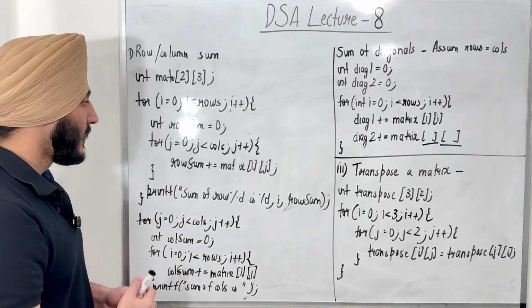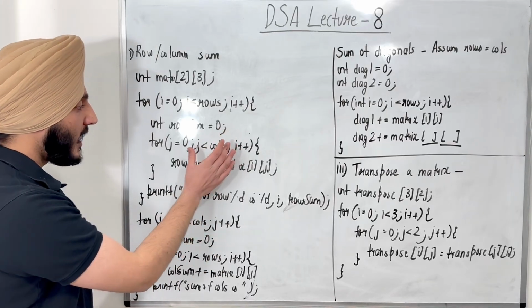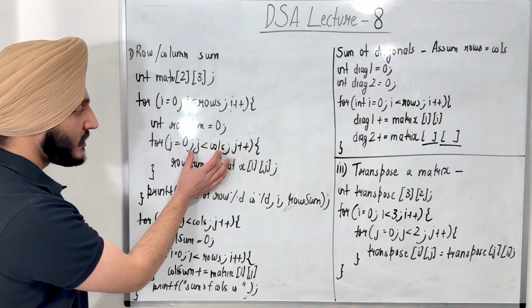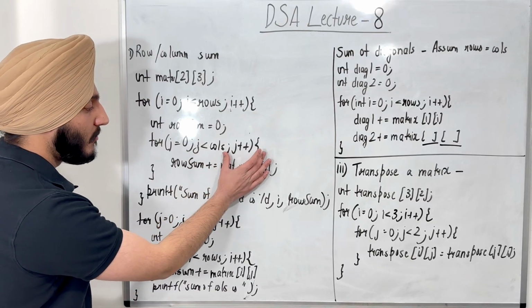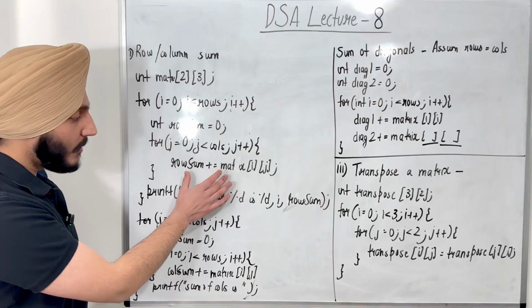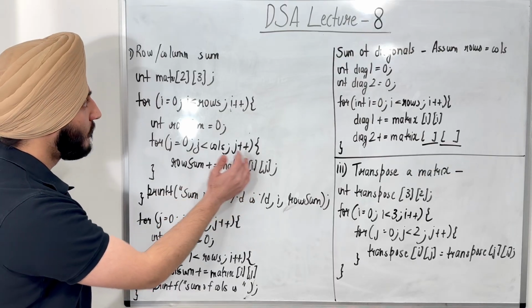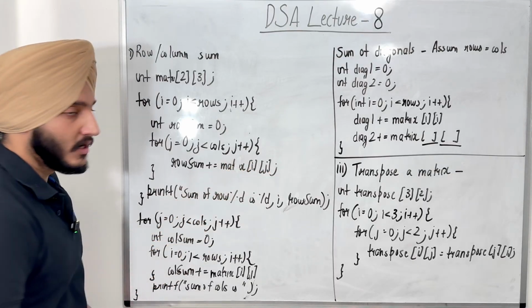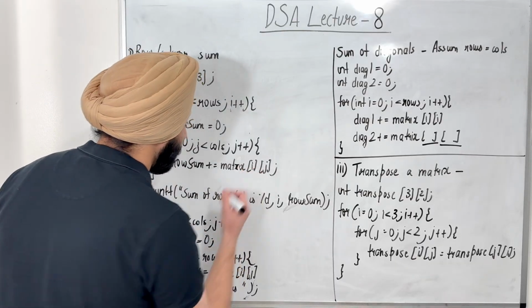Okay. Now, if you notice in the next one, I've created another loop which is going until the columns, and I'm doing j++. Inside that loop, I'm doing row sum plus equal whatever the matrix is, ij. Let's try to understand what's exactly happening, right? Okay.